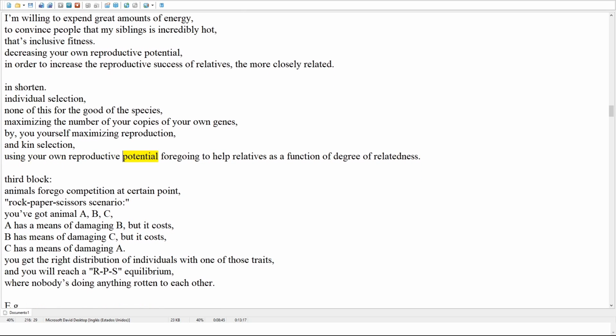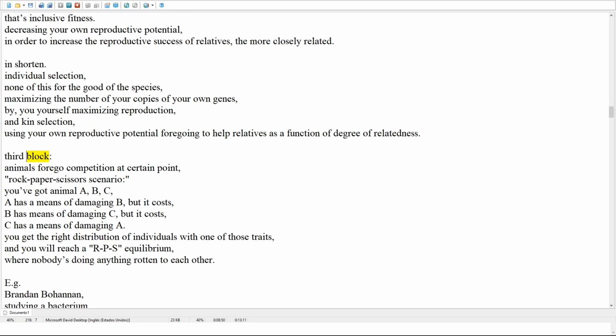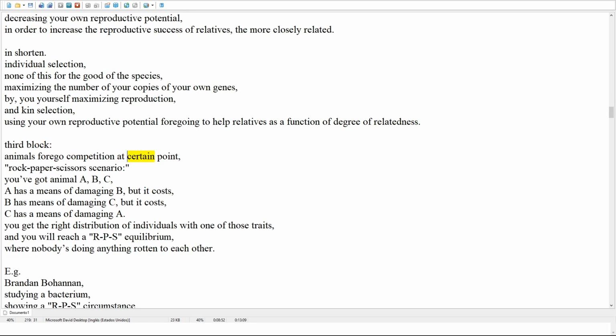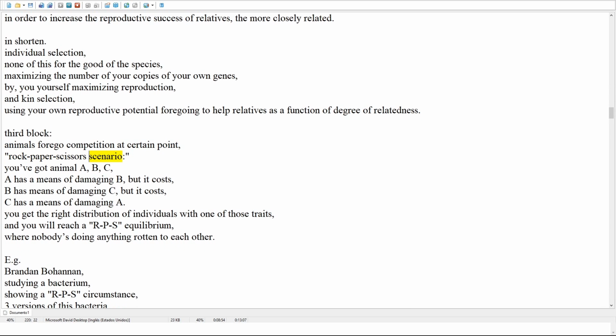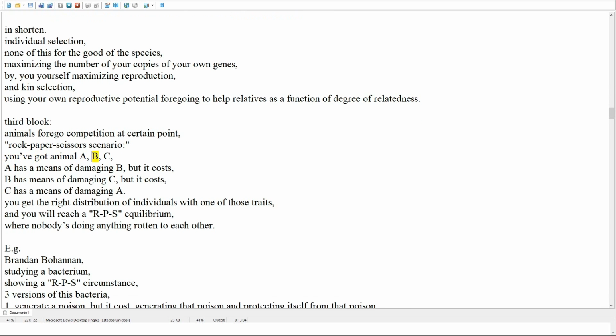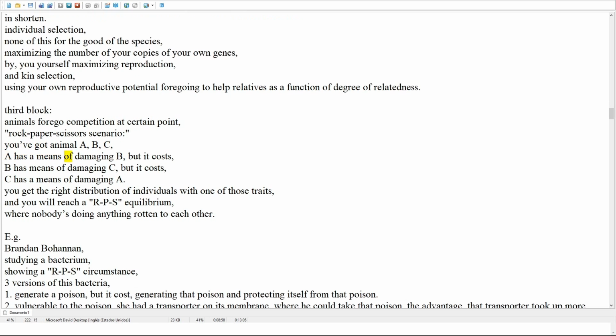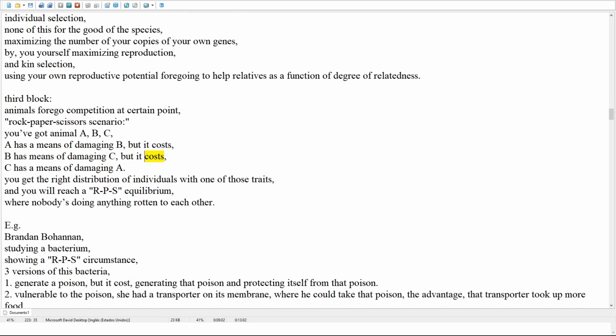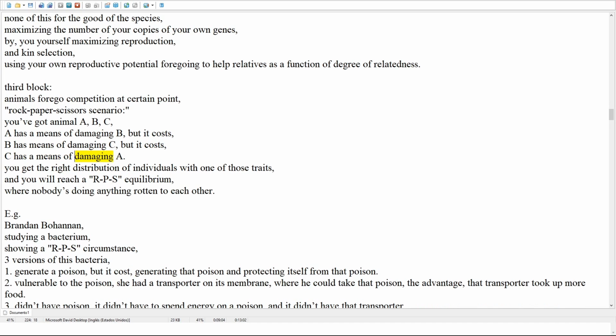Using your own reproductive potential for going to help relatives as a function of degree of relatedness. Third block: animals forgo competition at a certain point. Rock paper scissors scenario. You've got animal A, B, C. A has a means of damaging B, but it costs. B has a means of damaging C, but it costs. C has a means of damaging A.